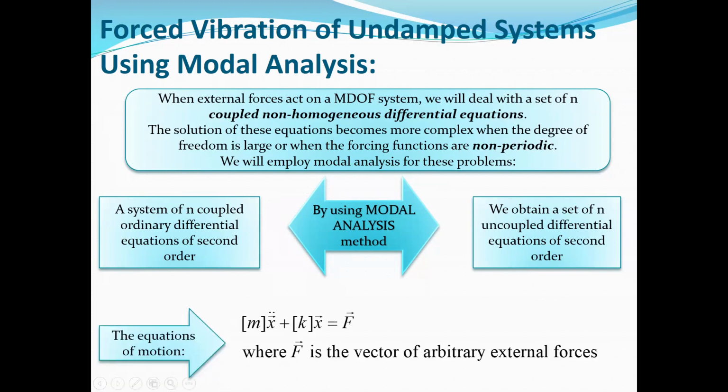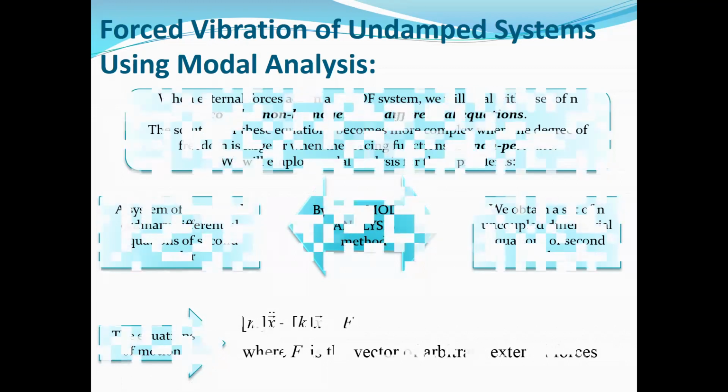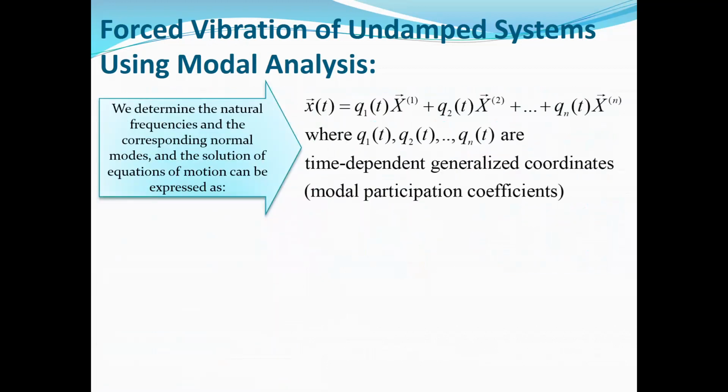So we have the equation of motion in this form: the matrix M, which is the mass matrix, multiplied by acceleration, plus matrix K, which is the stiffness, multiplied by x, is equal to F, which is the vector of arbitrary external force. From the free vibration, we can obtain the natural frequency and also the mode shape. And as I told you, we can form the modal matrix.